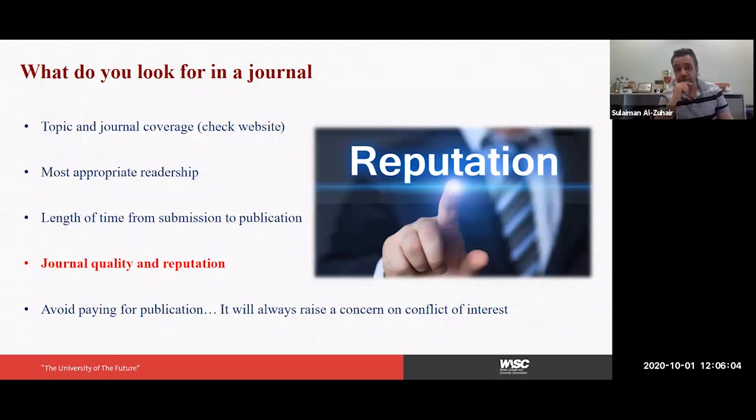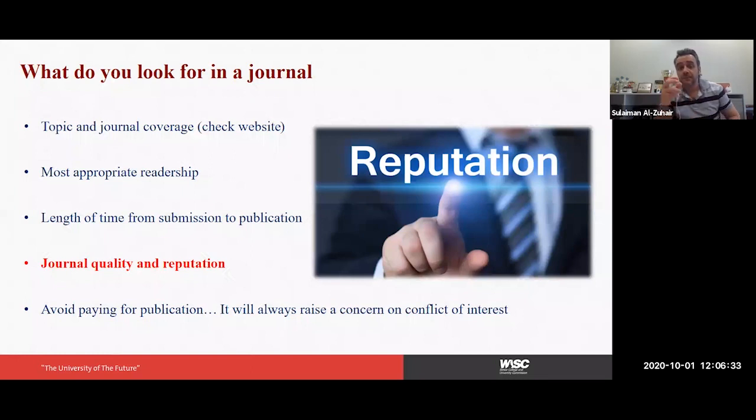The topic and journal coverage: you're going to check how spread this journal is, and its readership. Is this readership the one that you are aiming at and tackling or not? The length of time from submission to publication, I'll show you now how you can measure that. The journal quality and reputation: you need to look into the editors. Are they reputed editors, known in the field?